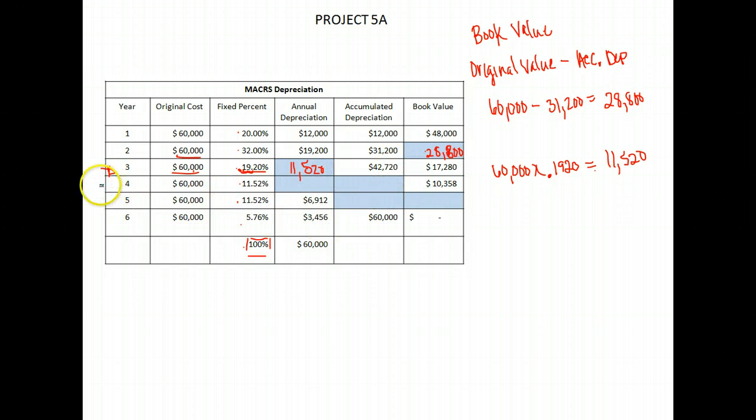Next, row 4. Again, in row 4, we're asked to find 2 things, actually, the annual depreciation and then accumulated. So let's do annual first. So again, move your decimal 2 places to the left for your percentage. Then you take the original amount, which was $60,000, times that percentage. We get $6,912.